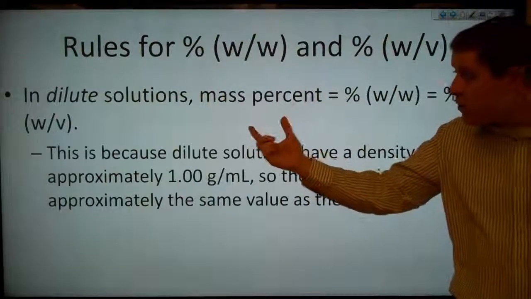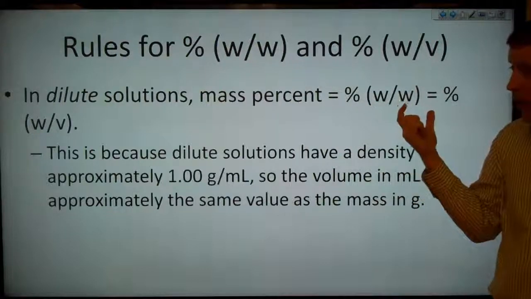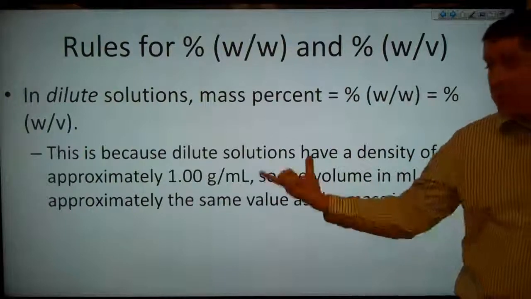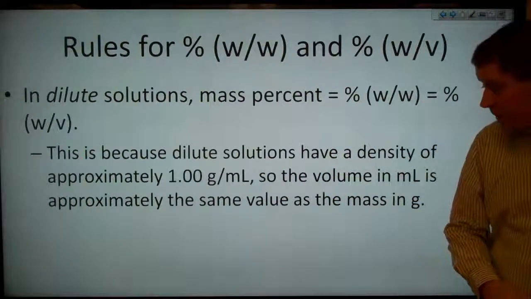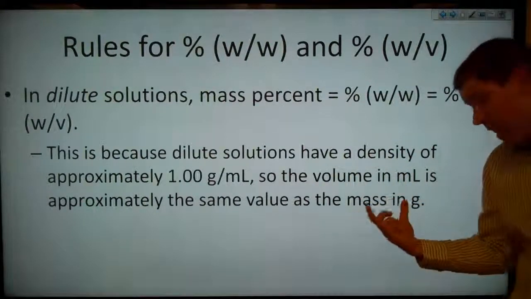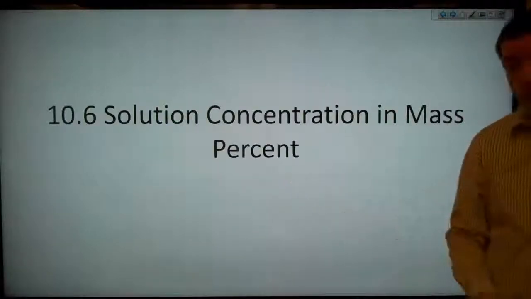And in dilute solutions, the mass percent is equal to percent weight by weight, and is also equal to percent weight by volume. And this is because dilute solutions have a density of approximately 1.0 gram per milliliter, so that volume in milliliters is approximately the same value as the mass in grams. And that was solution concentration in mass percent.